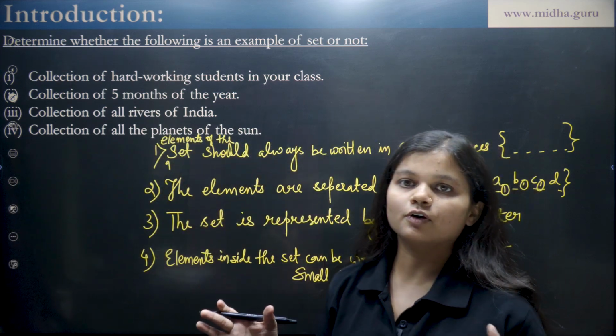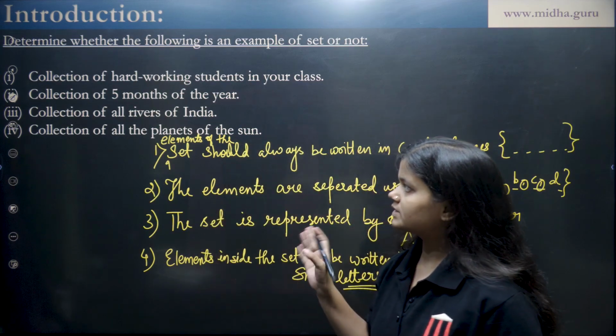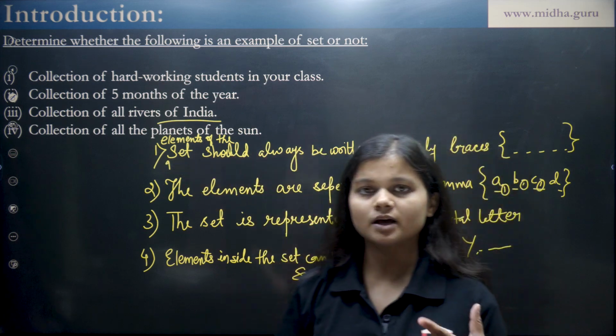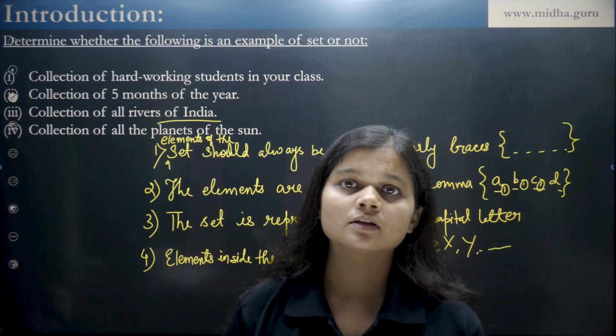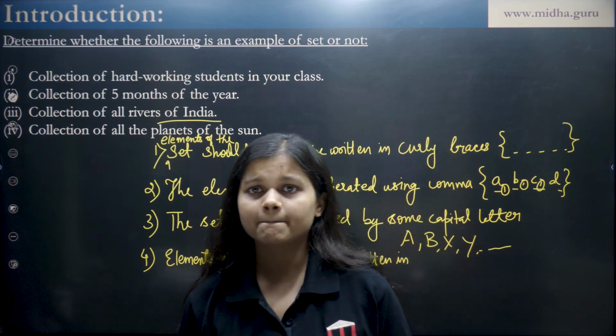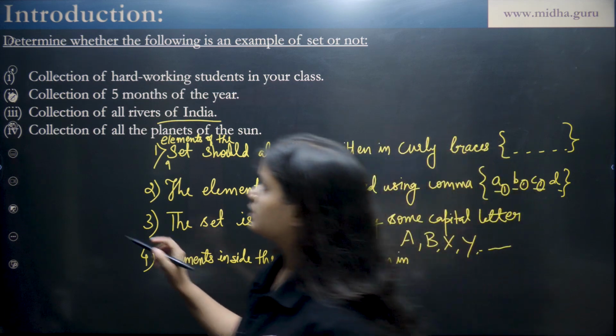A set is the collection of all the well-defined objects, and some examples of sets are the collection of all the rivers of India, the collection of all the planets of the sun, and the collection of the months which have 31 days in a year. So these are some of the examples of sets. Okay, I hope this is clear.